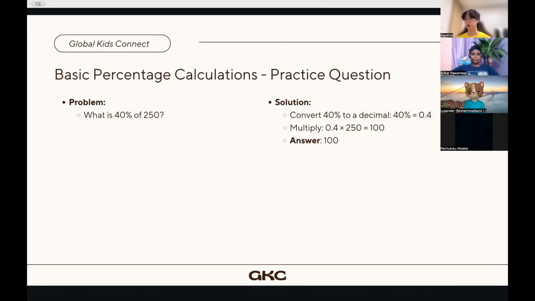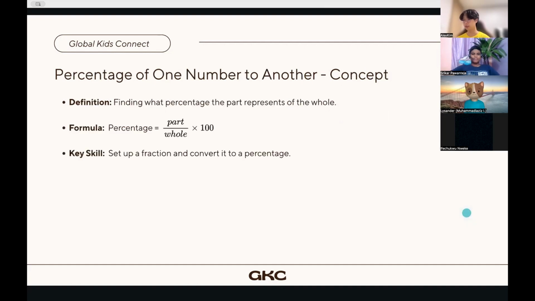No, right? It is quite easy, so we'll move on to the next concept. The next concept builds up on the basics and is the percentage of one number to another. So what this means is that you're finding what percentage the part represents of the whole. So if you're given a whole number of, let's say, 200, but then you need to find out what percentage of 200 equals 40.